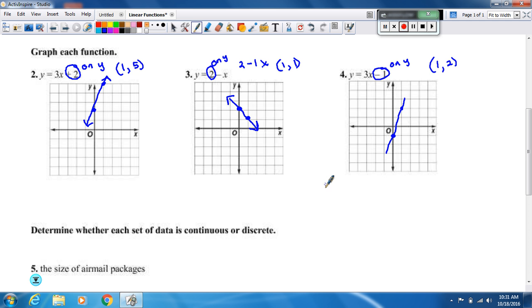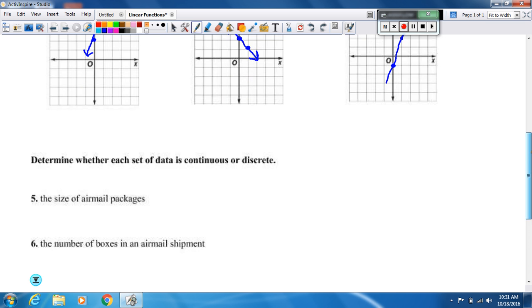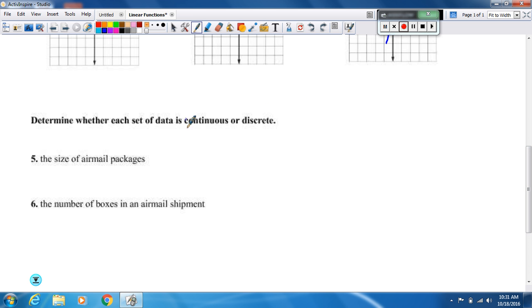Okay, determine whether each set of data is continuous or discrete. Okay, continuous and discrete. Discrete can change. Continuous, it's like non-negotiable, can't change.